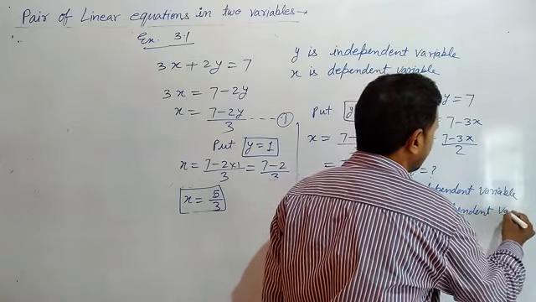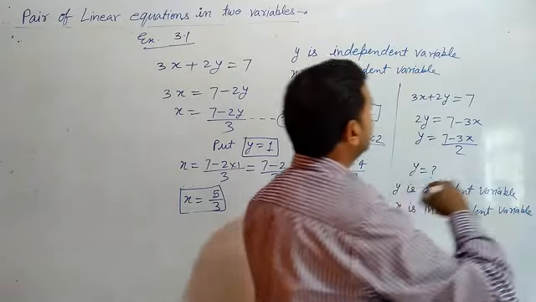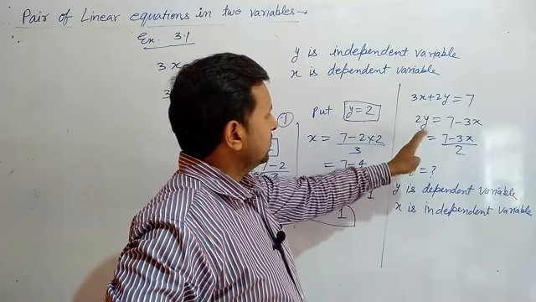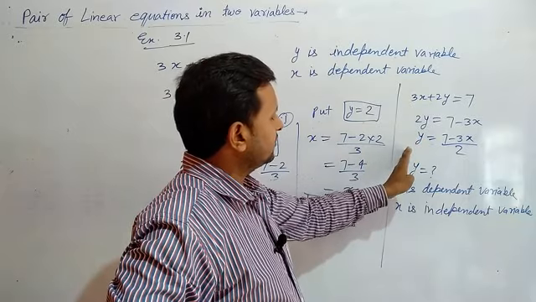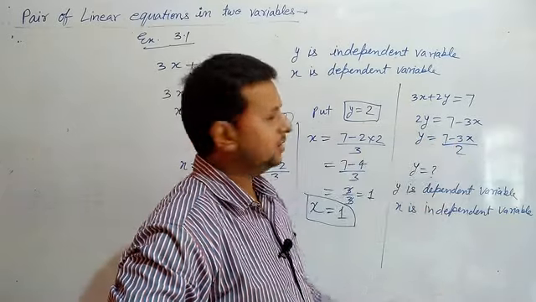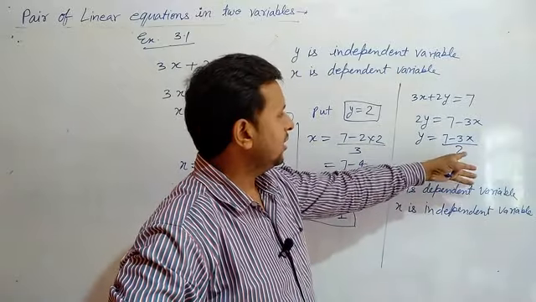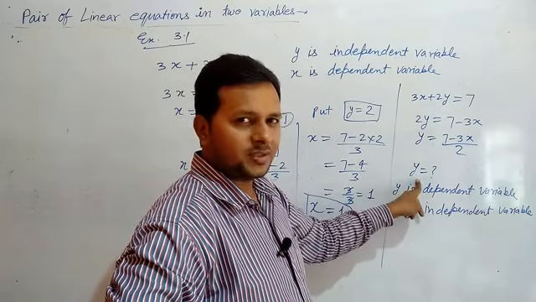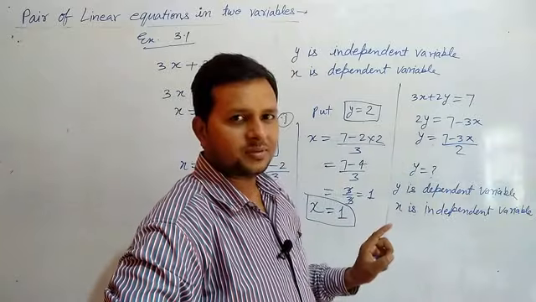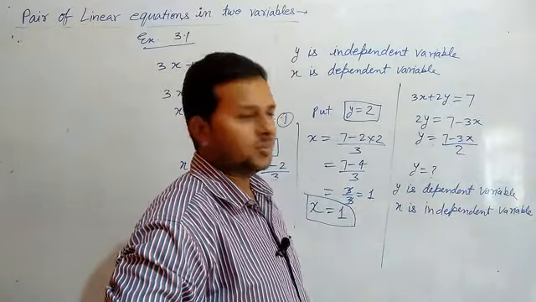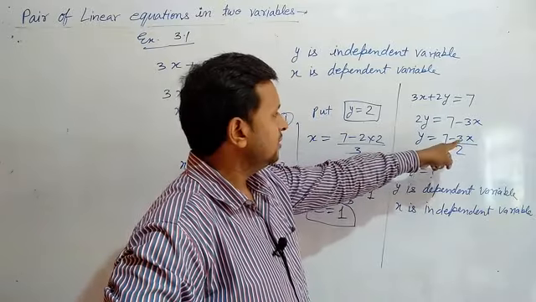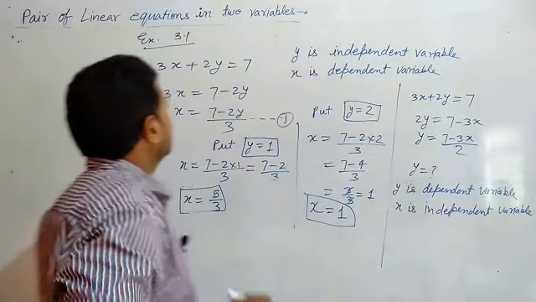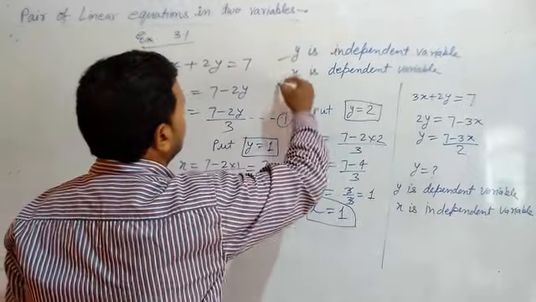Independent variable. Is it clear? Here we have put y on the left-hand side and x on the right-hand side. When we assume any value of x and solve, we get the value of y. It means the value of y is completely dependent upon the value of x. So x is the independent variable here. In this way, it is clear what the dependent variable and independent variable are.